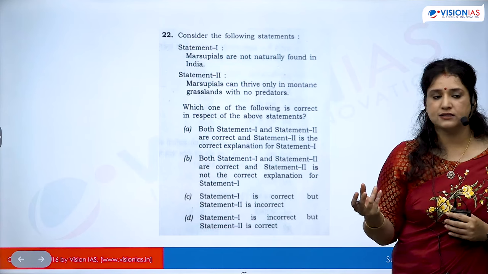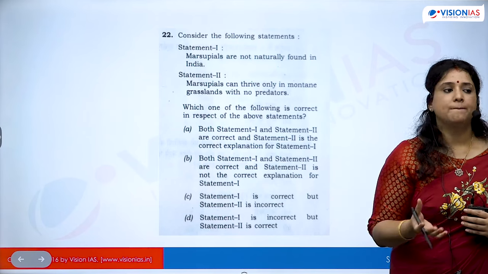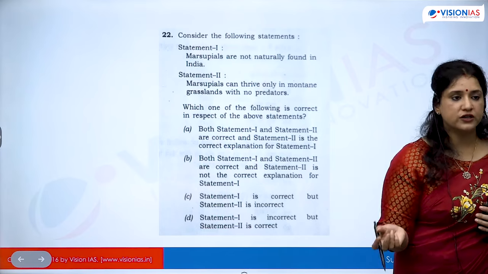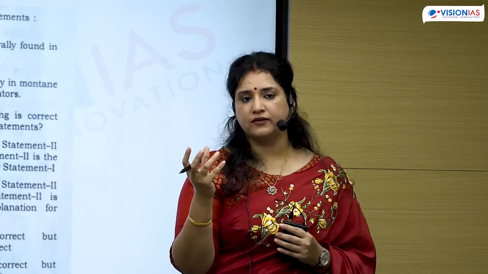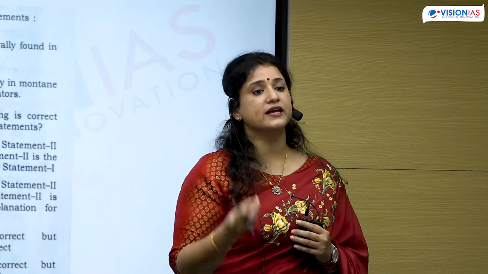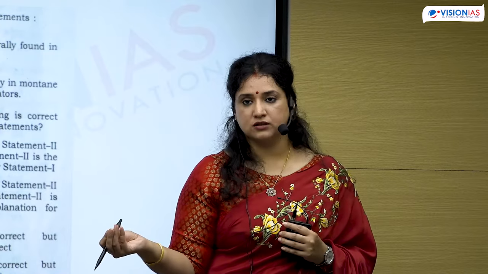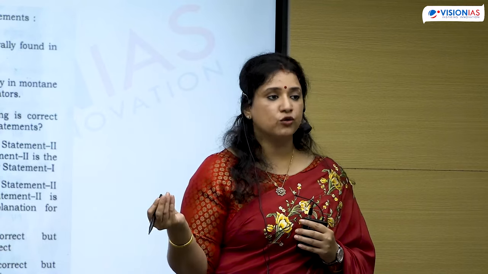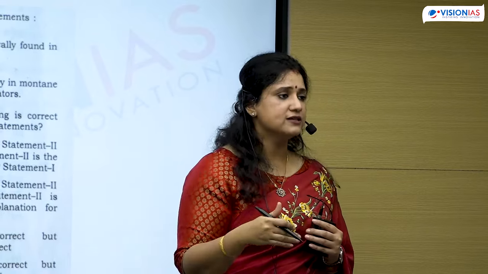Marsupials are those organisms in which the placenta, what is a placenta? Placenta is an organ which grows inside the womb of a mother, which provides nutrition to the child inside. So in such animals, the placenta organ is very rudimentary. It is not fully developed, because of which the child does not receive proper nutrition inside the mother's womb. So the child does a premature birth. There is a premature birth of the child that takes place. So when the child is born, it is not fully developed. Once it comes out, then it draws nutrition from the mother, maybe through breast milk or otherwise, and finally grows into an adult.